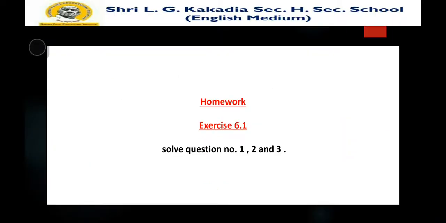In the way that we have discussed in this lecture, you can solve exercise number 6.1. Questions number 1, 2, 3 are easy. So you can solve all the questions from this lecture.